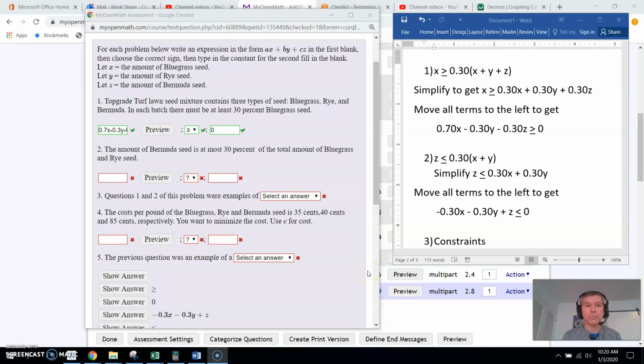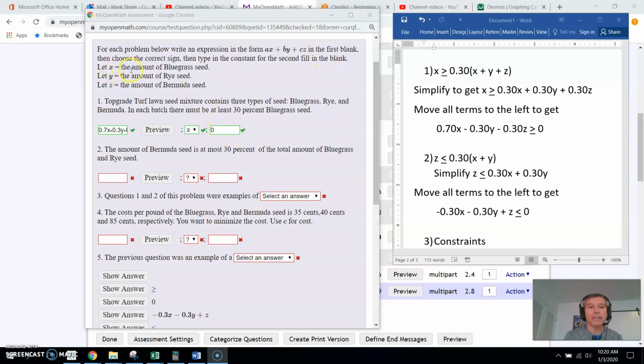Okay, on this problem, we're setting up a system of linear inequalities. So here we have, for each problem below, we're going to write an expression in the form ax plus by plus cz in the first blank, then choose the correct sign in the second blank, then type in the constant for the second fill in the blank right here.